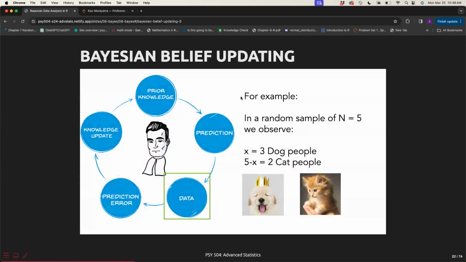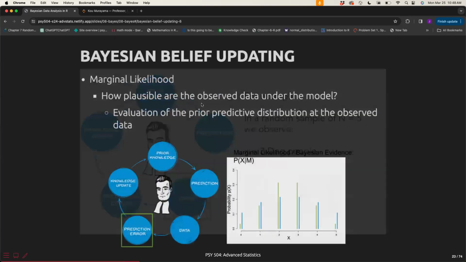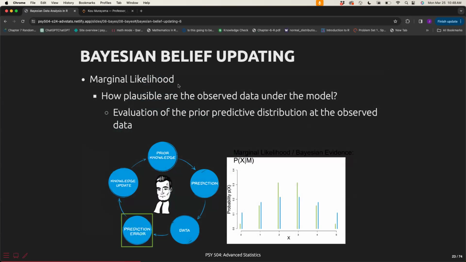So now let's collect some hypothetical data. Let's say I sampled 5 people, and 3 of those people are dog people, and 2 are cat people. Now that we have the data, we can calculate what's called a marginal likelihood, right? This is the probability of the data given some model. This is very similar to the prior predictive distribution, where we use the prior predictive distribution to calculate the likely values of plausible data points. Here, we're evaluating this prior predictive distribution, so the spike prior or the wider prior, at the observed data, because we've collected that data here.